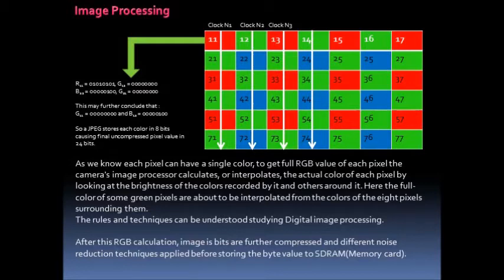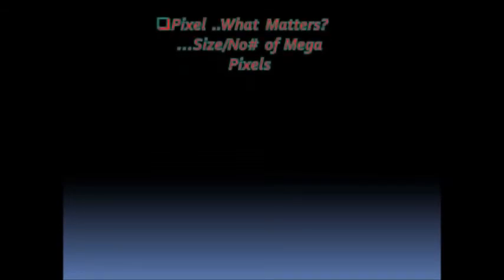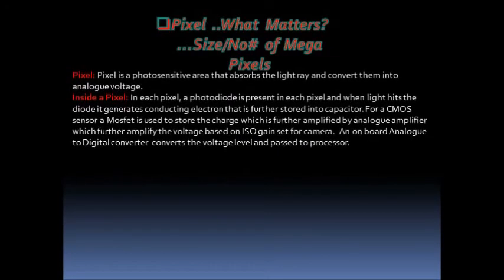So now, as we have already discussed how an image is captured and processed by a sensor and further the image processing unit, let's get back to the pixel. What is a pixel? A pixel is a photosensitive area that absorbs the light and converts it to an analog voltage. So in a pixel there is a photosensitive area where, when light hits that area, it actually generates some conducting electrons.